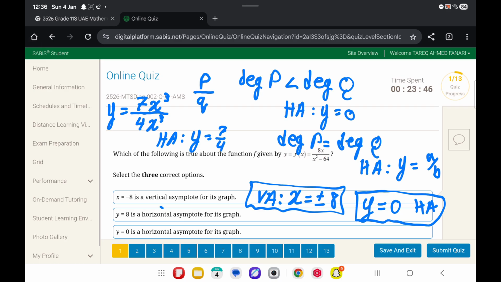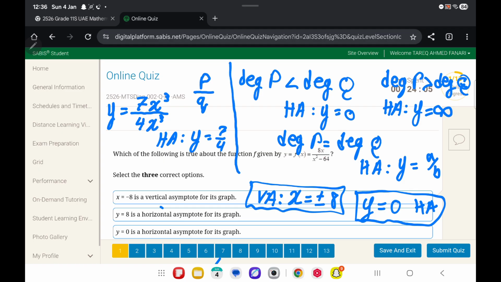Okay, this is just an example. Now, final case: if the degree of p is greater than the degree of q, then your horizontal asymptote is y equals infinity. Technically speaking, you don't have a horizontal asymptote, but these are your cases right here. Okay, these are your cases, memorize them.